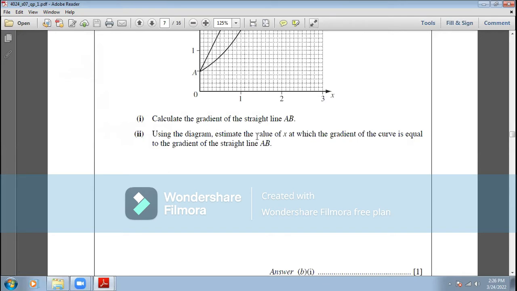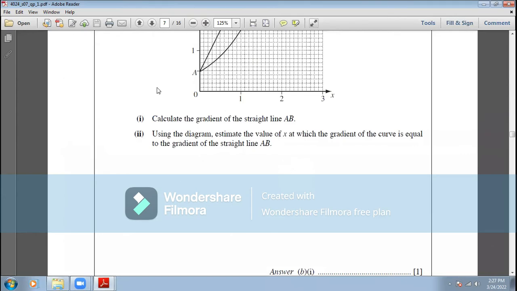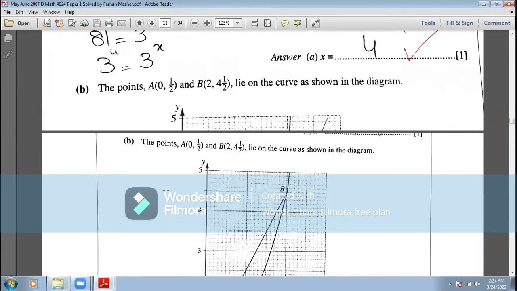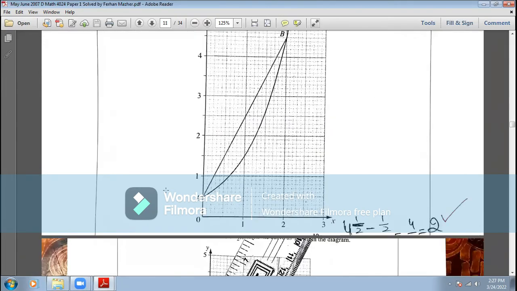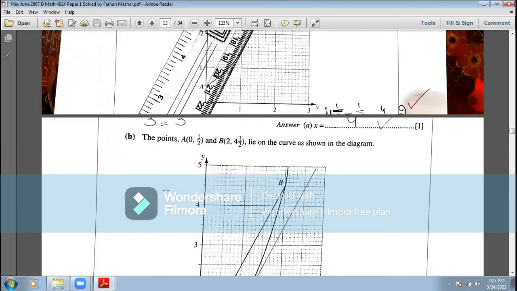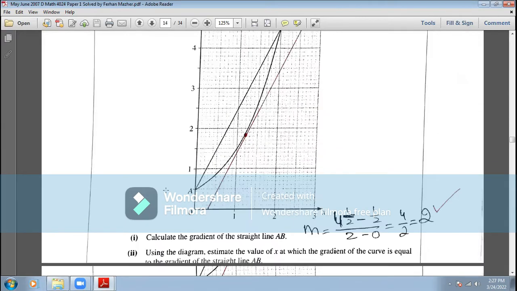And then he says using the diagram estimate the value of x at which the gradient of the curve is equal to the gradient of the straight line AB. Okay, so let me show you how this is done. First thing they ask is you to find out the gradient of the line AB. Let me show you how this gradient is found.